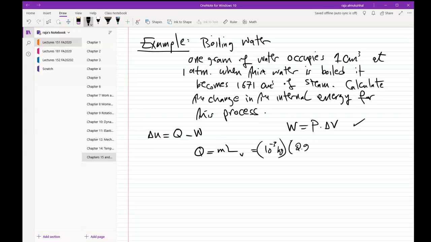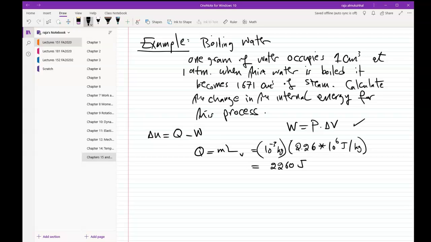I have it right here in front of me: 2.26 times 10 to the 6 joule per kilogram. Go back to the chapter 14 video. We talk about all of that in detail. And then there we go. I know how much heat has been added, 2,260 joules of heat, okay?